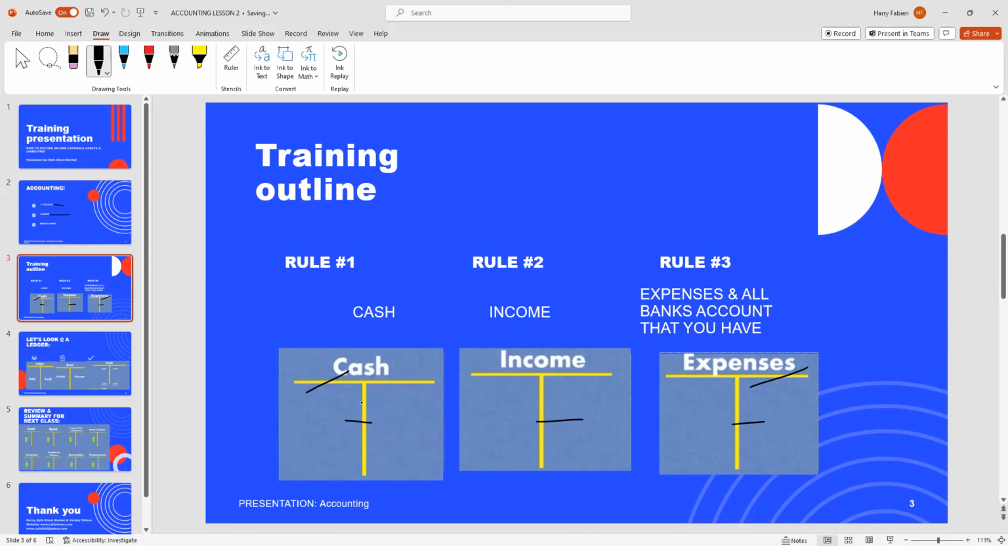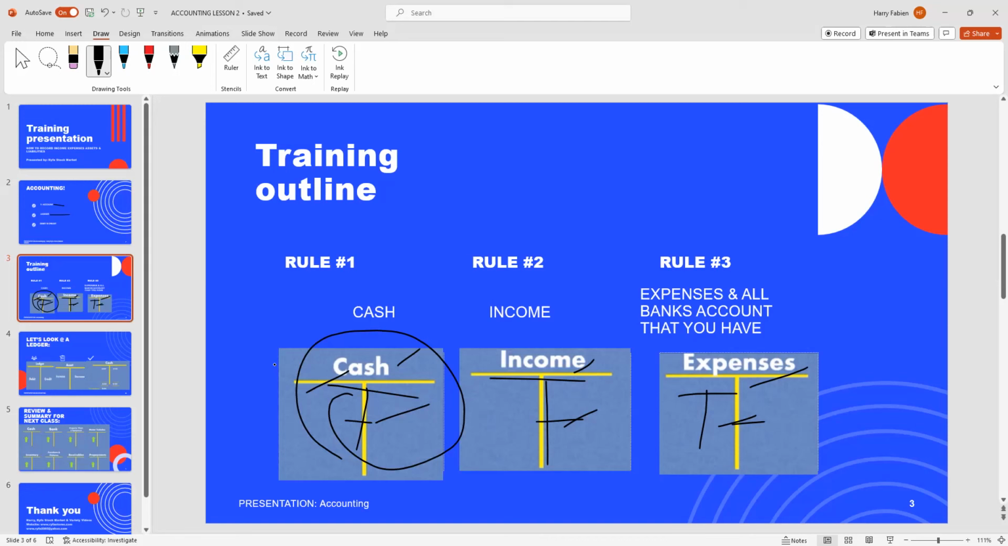Anytime you want to record something like cash coming in, you have to create a ledger for it. Anytime you have income coming in, you create a ledger for income. For the money you have spent, you create a ledger for expenses. So remember, a ledger is an account or record used to store bookkeeping entries for balance sheet and income statement transactions.